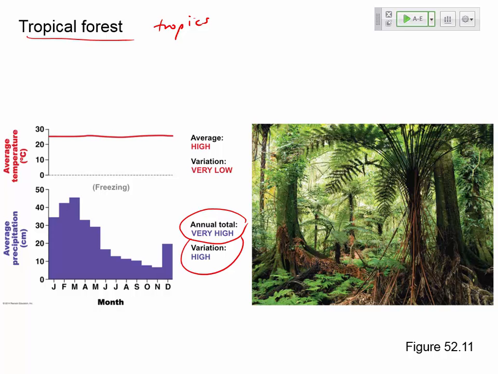There is, in fact, also very high variation in the rainfall, but not in the temperature. Check out the temperature at the top here. This is a graph of temperature versus month. Look how flat that graph is. It tends to be very hot with very low variability, meaning it's hot pretty much all the time.